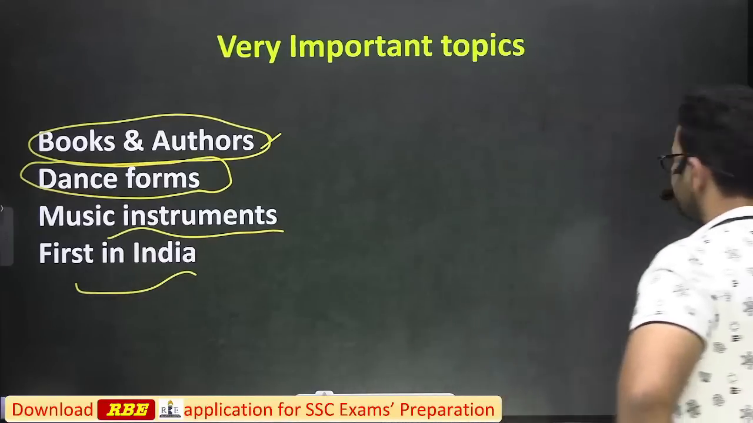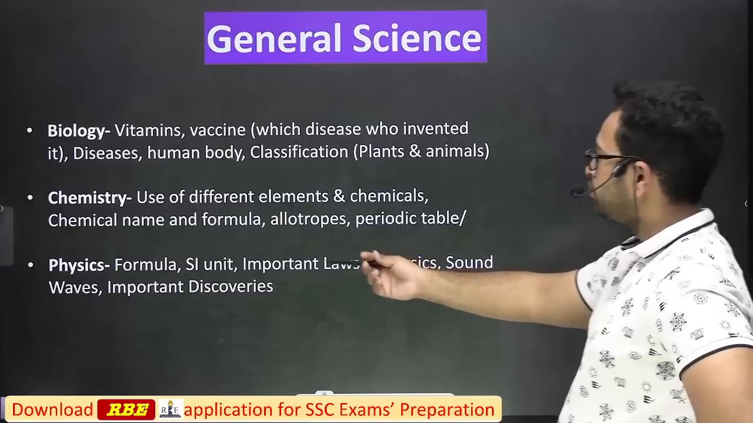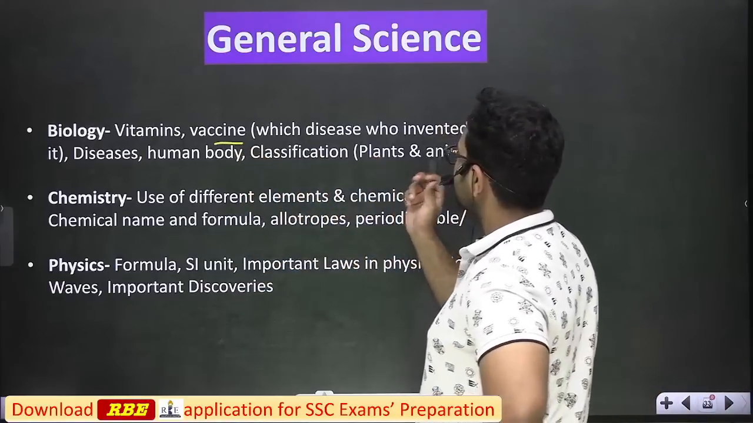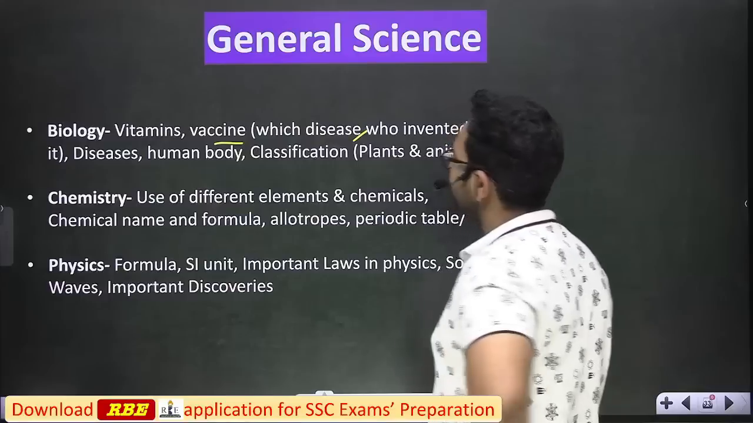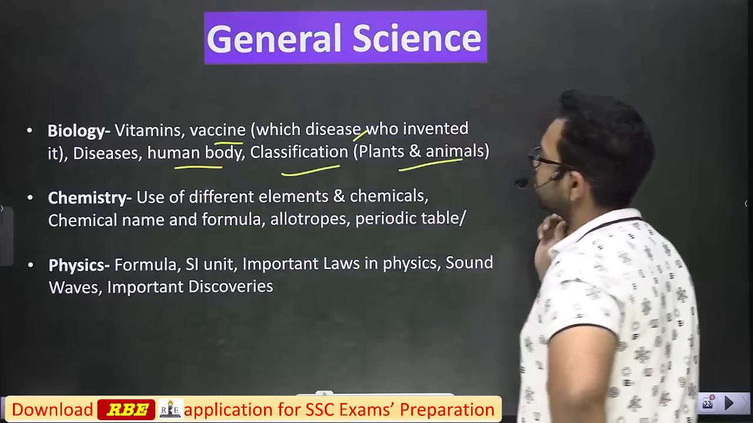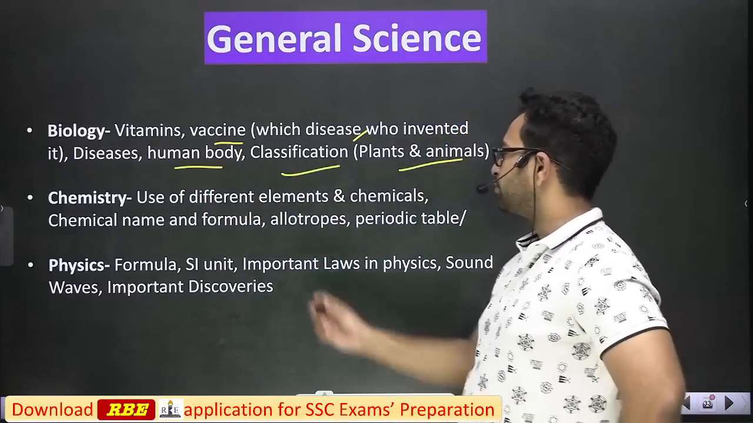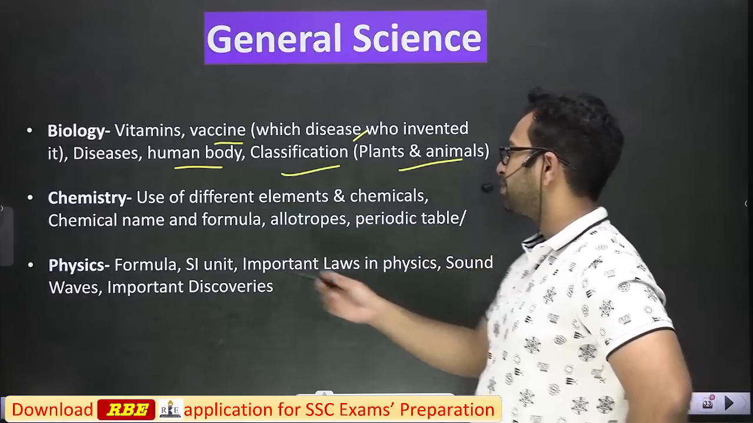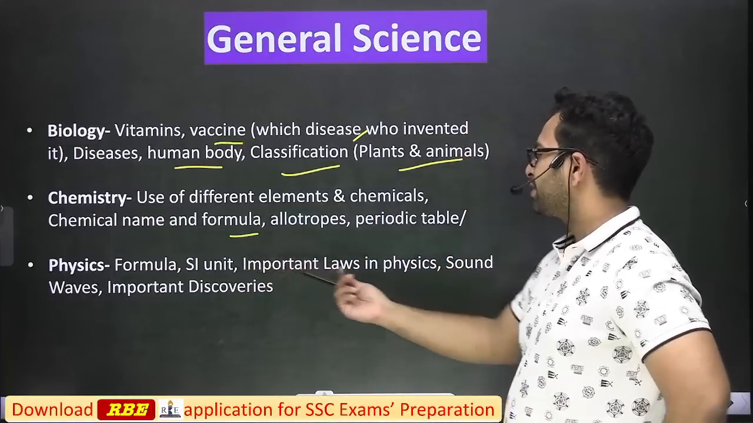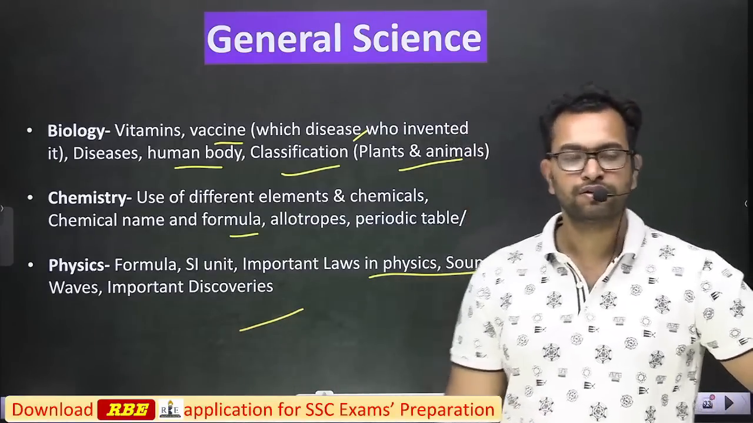These are the things that you definitely need to cover. Some important topics of general science: in biology you get a lot of questions from vitamins, vaccines, which disease, who invented the vaccine of that disease, human body, classification, plants and animals. In chemistry you will get a lot of questions on the basis of use of different elements and chemicals, chemical names and their formulas, allotropes, periodic table and all that. In physics, formulas, SI units, important laws, sound waves, important discoveries, all that, right?